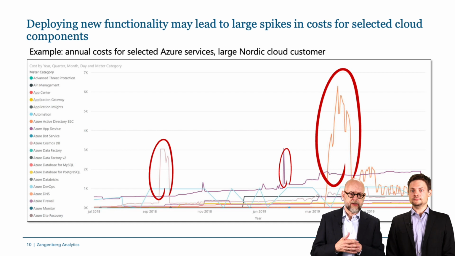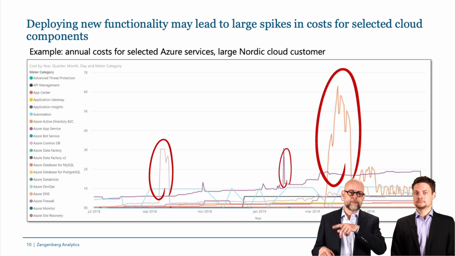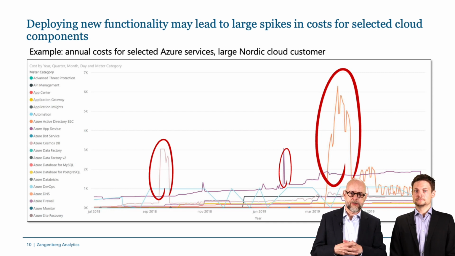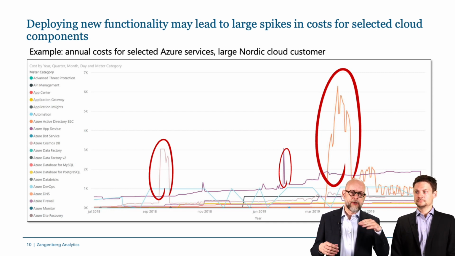So you would say conclusion number one is make sure you have people that look at the dials, that monitor the consumption as you go along and compare it to what you expected it to be.